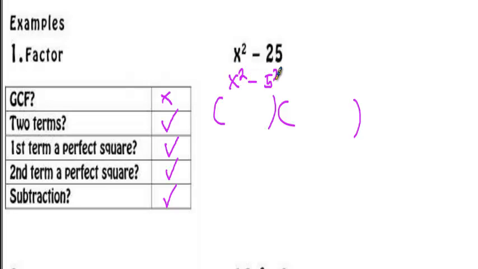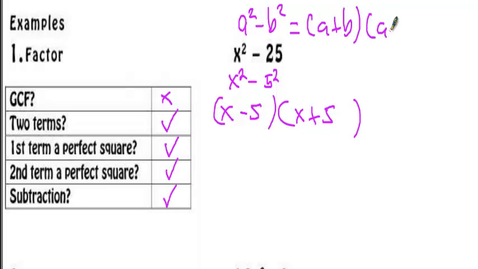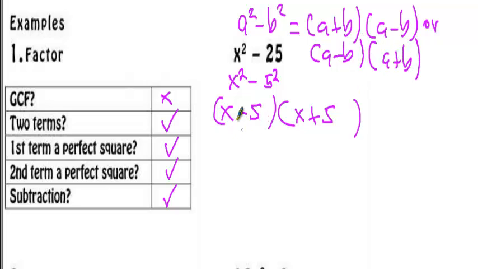So to factor this one out, we just have to rewrite 25 as 5 squared, and then we are going to write x minus 5 times x plus 5. Remember, the formula was, if we have a squared minus b squared, it will be equal to a plus b times a minus b, or a minus b times a plus b. Therefore, we can also write this as x plus 5 times x minus 5. These will be the factors of x squared minus 25.